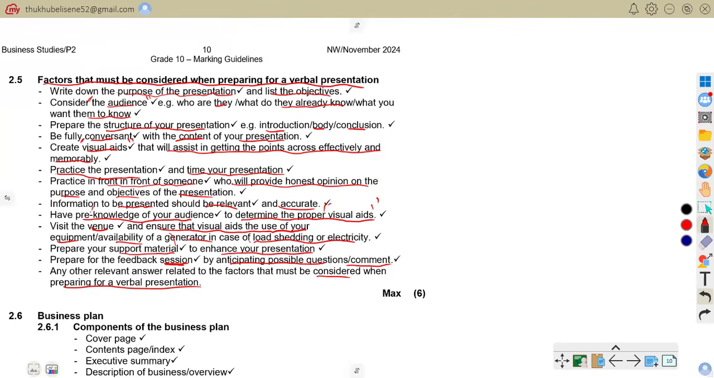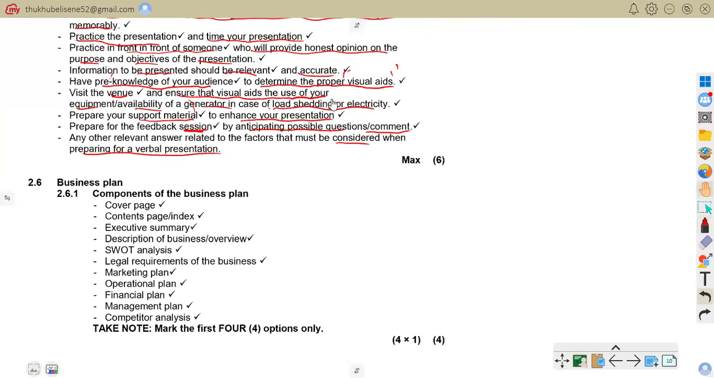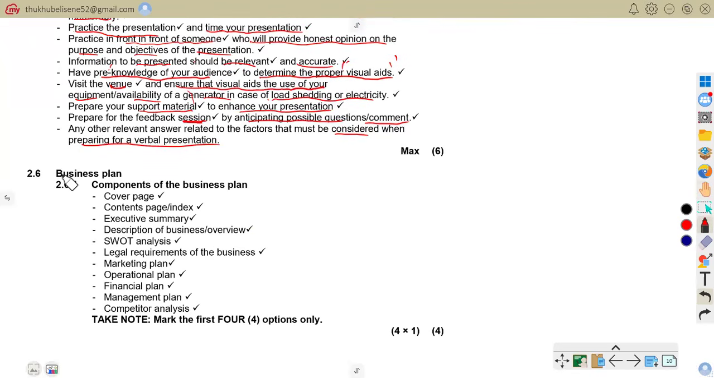Let us attend to that question. Here we are on 2.6, whereby we are going to talk about business plan, components of business plan.